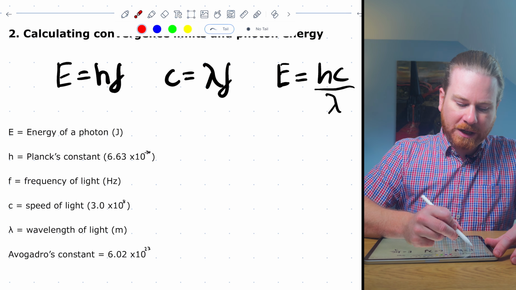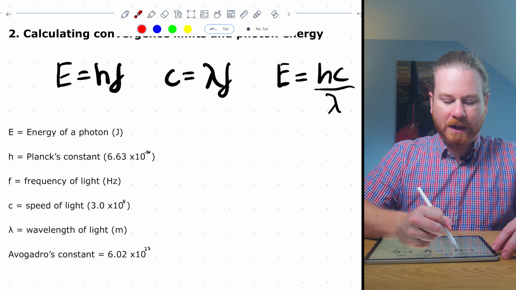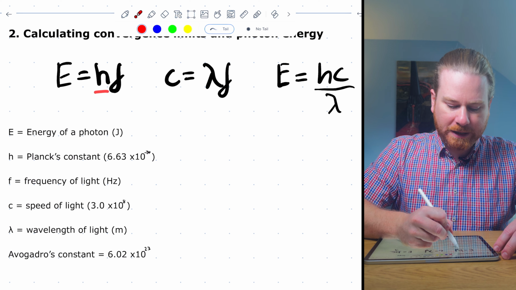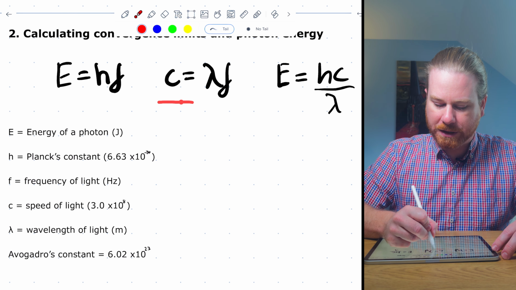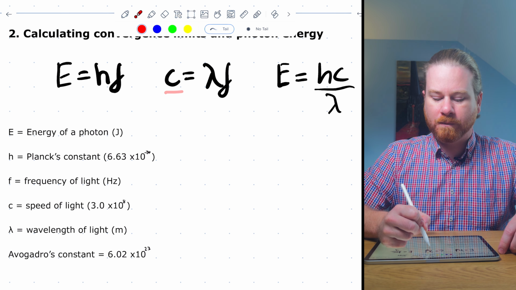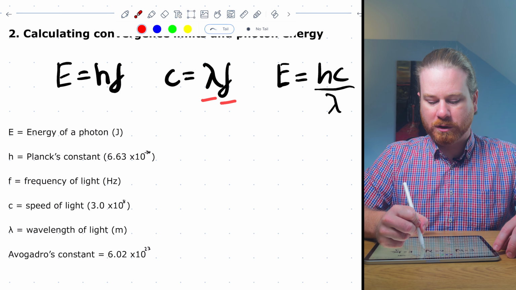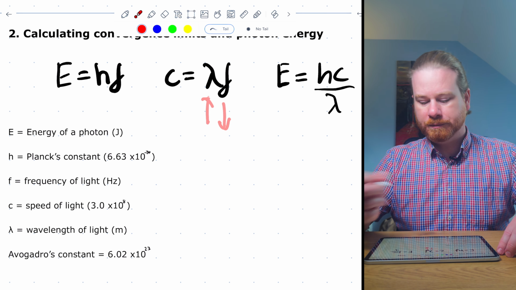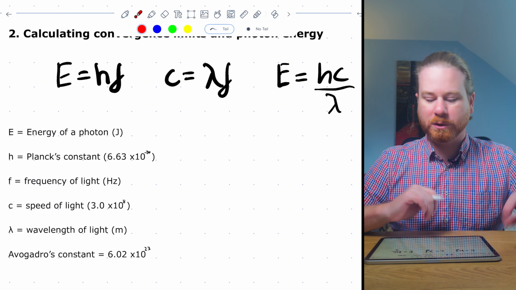So this first equation is the connection between the energy of a photon and the frequency of light that it has, and it's connected via Planck's constant. Then this equation is the connection with the speed of light. The speed of light is a fixed value, and that equals the wavelength multiplied by the frequency. So if one goes up, then the other has to go down, or if that goes down, then this has to go up. That's the link between those two.